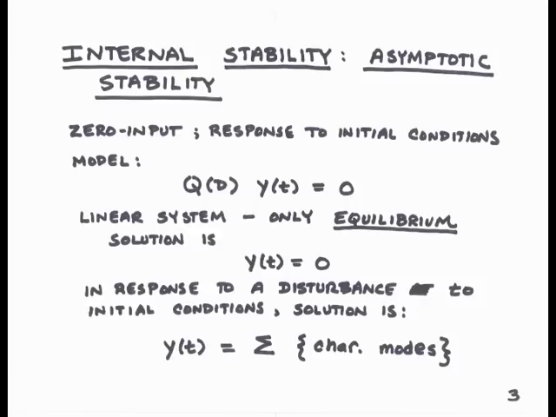For a linear system, the only equilibrium solution will be y of t equals 0. Now we know that the response to a disturbance to our initial conditions away from this equilibrium solution will be a sum of characteristic modes.